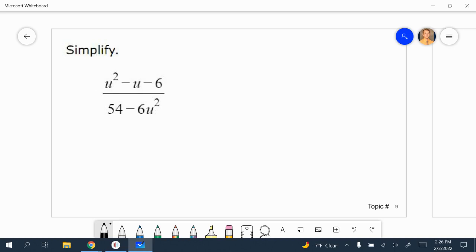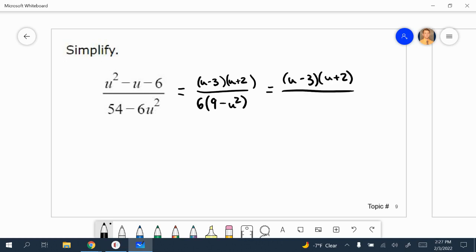Topic number 9. For topic number 9 here, I'm going to factor right off the bat. So I'm going to factor the top, u and u, 2 things that multiply to give me negative 6 and add to give me negative 1 would be a negative 3 and a positive 2. And then on the bottom, I can pull out a 6, and that'll leave me with 9 minus u squared, which is factorable because of the difference of squares. So we'll have u minus 3 and u plus 2 on the top. And then on the bottom, we'll have 3 and 3, we'll have a plus u and a minus u when we factor that.